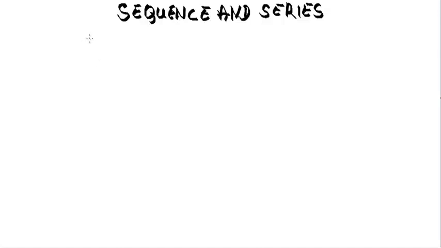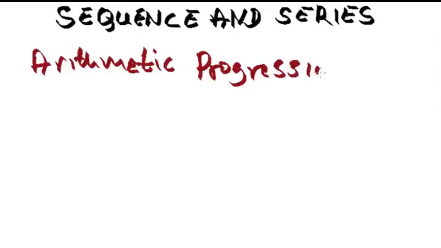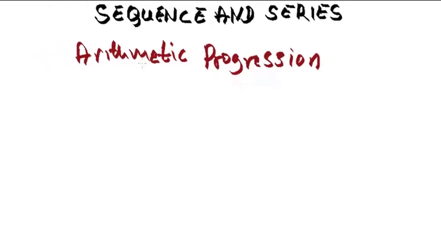Today we are to continue on our lessons, sequence and series. As you know, in the previous lesson, we were able to establish the two types of sequence, which are arithmetic and exponential sequence. So today we are going to look at arithmetic sequence, arithmetic progression, or linear sequence.